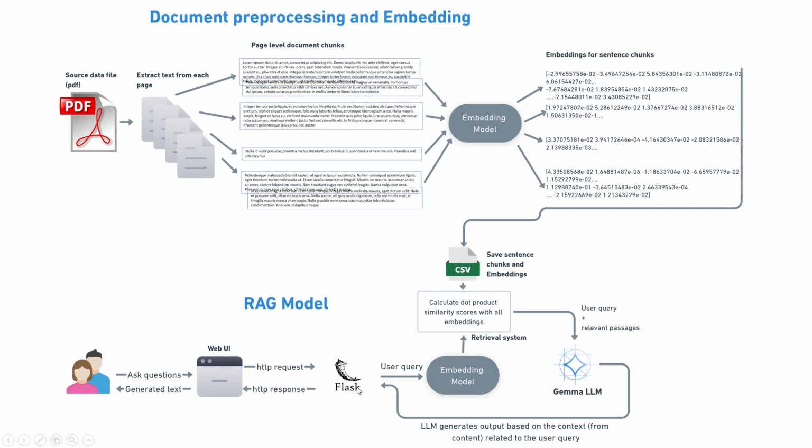The user query will be embedded using the same embedding model that we used for embedding the PDF content. The user query with its embedding vector will be sent to the retrieval system, where it will perform vector dot product similarity search to get the matching scores. In this project, I am returning the top 5 records having the highest similarity scores.